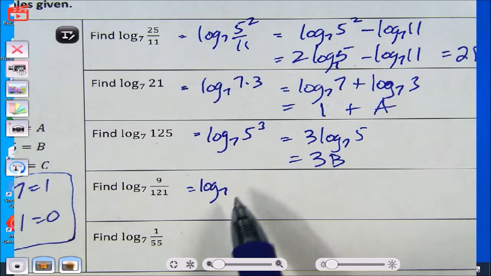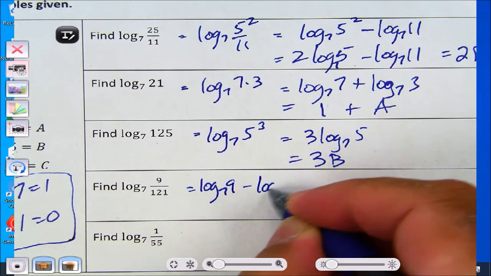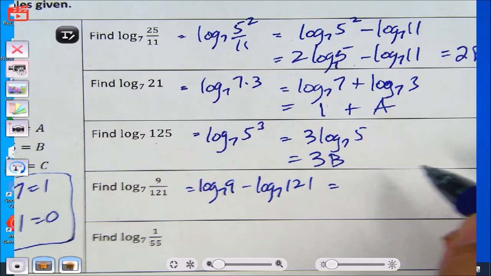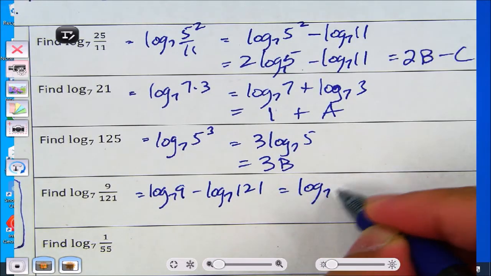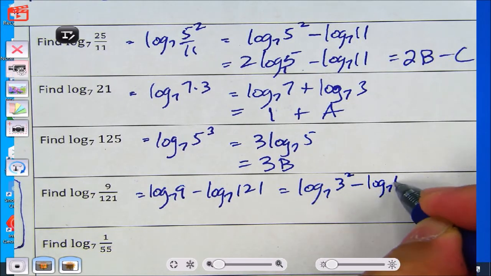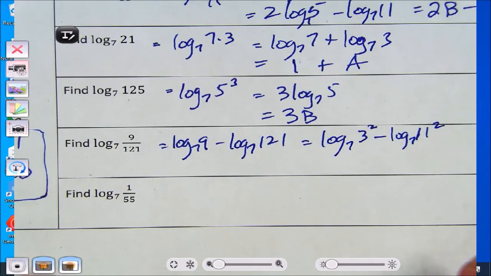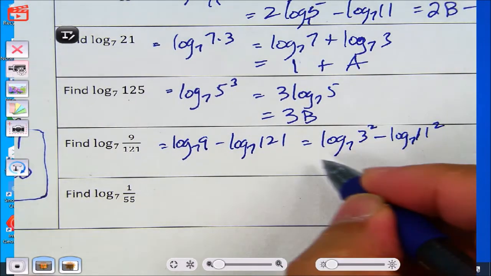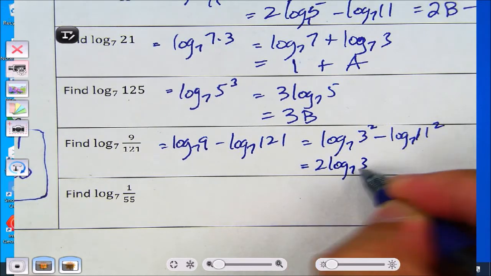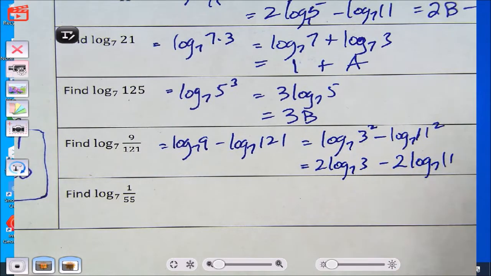Alright, let's just continue with this. Log base 7 of 9 minus log base 7 of 121. I skipped that step. I forgot that we said 9 was 3 squared and 121 was 11 squared. So that's 2 log base 7 of 3 minus 2 log base 7 of 11.